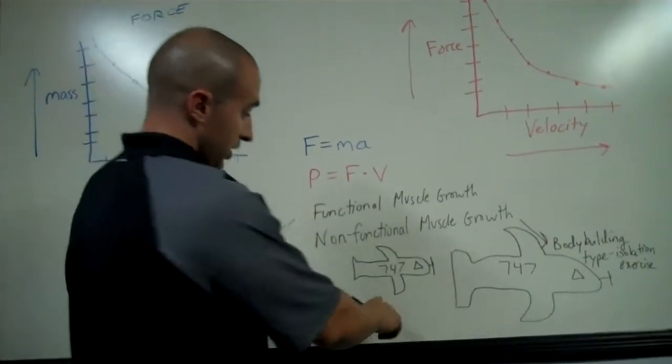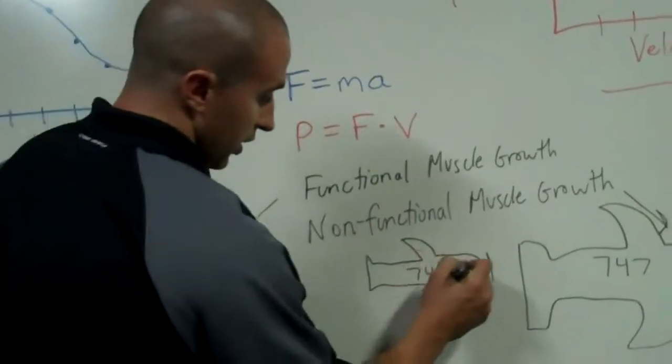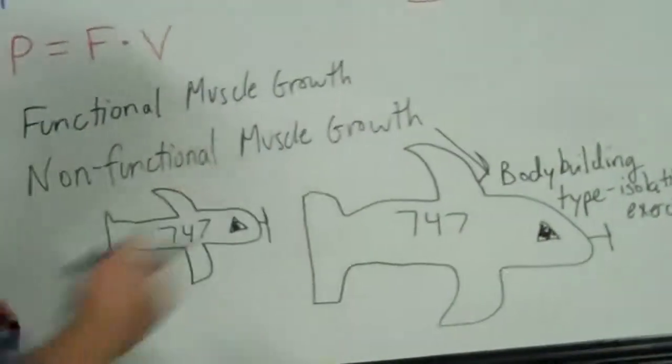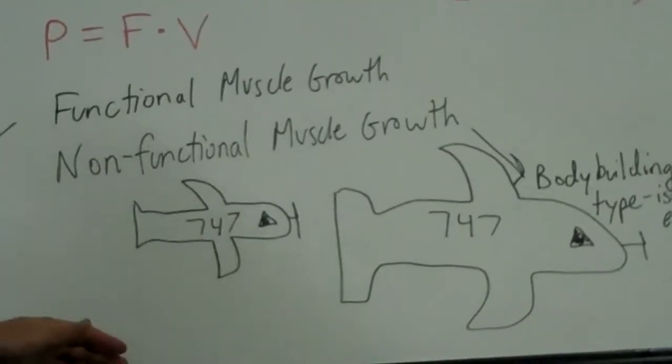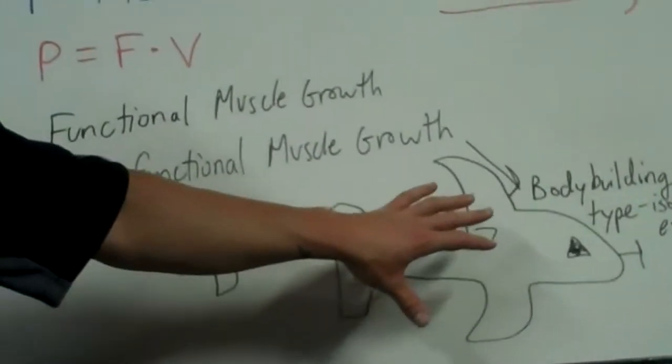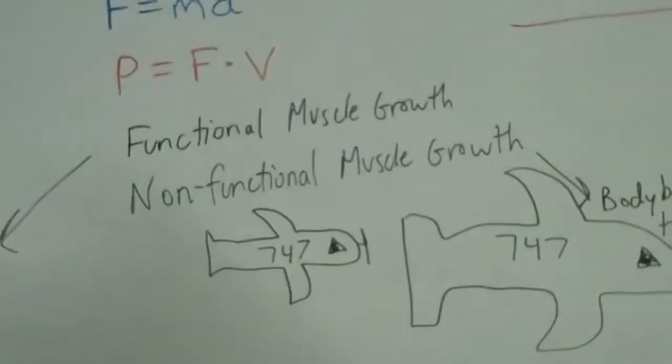It's like taking a plane. So we have our 747 here. Here's the engine. I'll color that in for you. So with non-functional muscle growth, it's like taking that 747 and making it bigger, the plane itself, while keeping the engine the same size. That's not what you want.